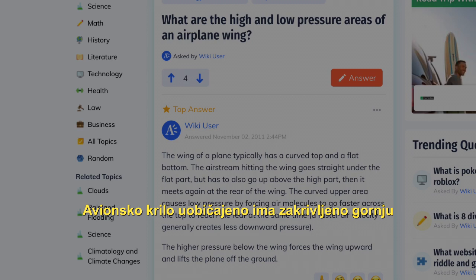The wing of a plane typically has a curved top and a flat bottom. The airstream hitting the wing goes straight under the flat part, but has to also go up above the high part. Then it meets again at the rear of the wing. Notice that it meets again at the rear of the wing. According to Faulkner, it's a vacuum that meets back there somehow. Nonsense. The curved upper area causes low pressure by forcing air molecules to go faster across the top to reach the rear at the same time.